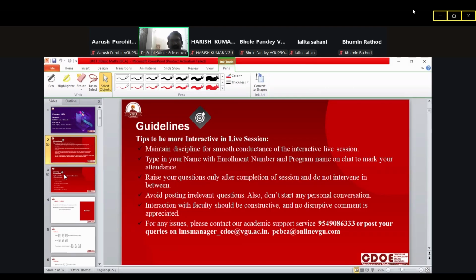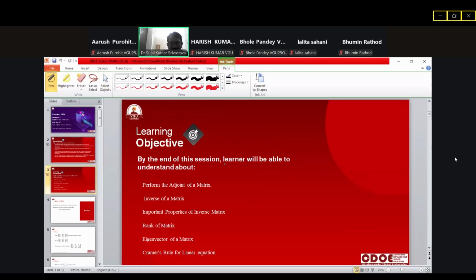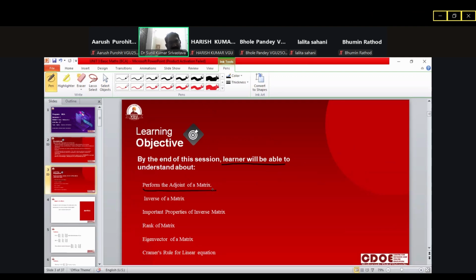Now, we come to the learning objectives of these sessions. You will be able to understand, first of all, the adjoint of a matrix. You will be able to understand the concept of the inverse of a matrix, important properties related to the inverse of a matrix, rank of a matrix, eigenvalues of a matrix, eigenvectors, and Cramer's rule for linear equations. These are the subtopics related to this topic, and we are going to discuss them in detail here.